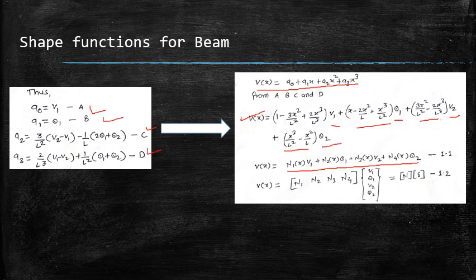So in matrix form, I can rewrite this equation as V of x is equal to this N matrix into delta matrix. N matrix is nothing but this row matrix n1, n2, n3, n4, and delta matrix is nothing but this column matrix v1, theta 1, v2, theta 2. So I have written this V of x in the form of a product of two matrices N and delta. So this N matrix is nothing but a shape function matrix.